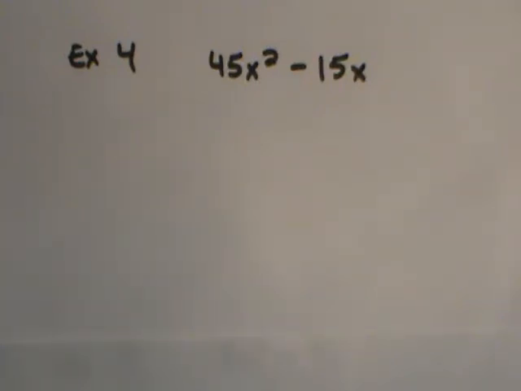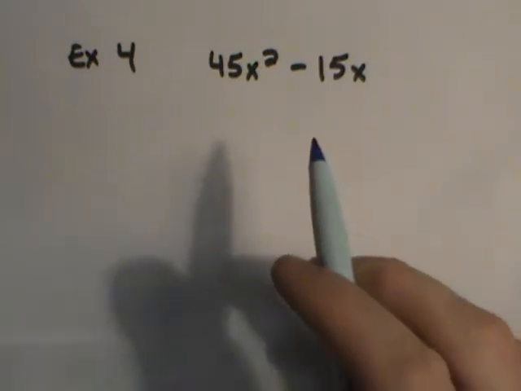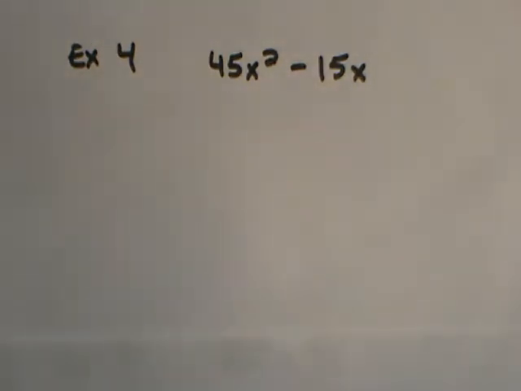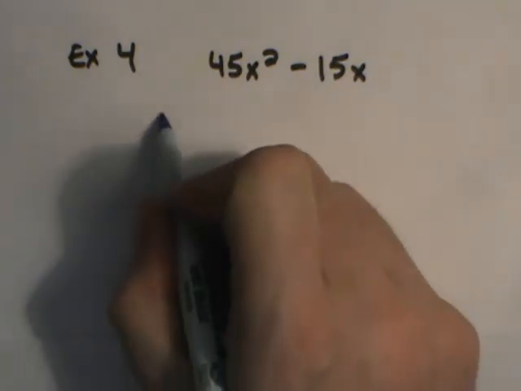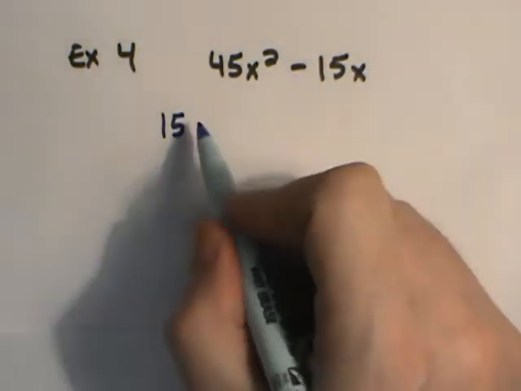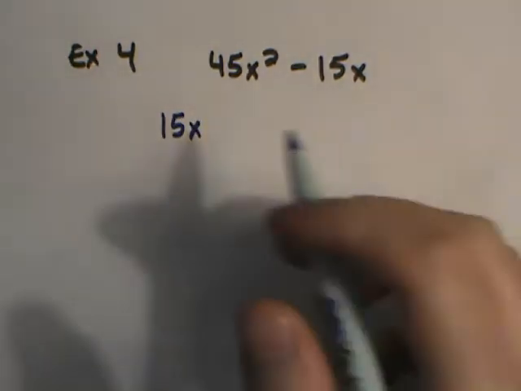So let's continue with our examples on how to factor using the distributive property. For example 4, I'm looking at 45x squared minus 15x. What is the largest number that would divide both 45 and 15? Hopefully you look at that and you're coming up with the answer of 15. And then when you look at the two terms, they each have an x to offer. So I'll put my x here.